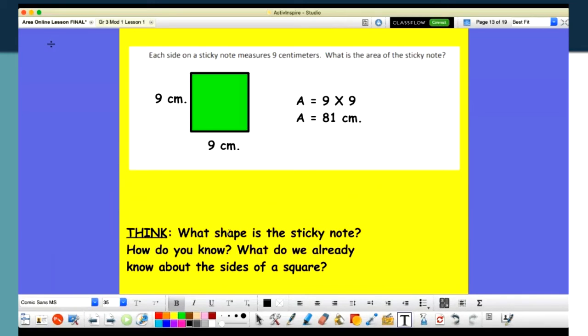Okay, so we had to think about this. What shape is the sticky note? How do we know? And what do we already know about the sides of a square? So sometimes you have to tap into that prior knowledge and think about, what do I already know that can help me figure out this problem? And in this case, it was knowing that a square has the same measurement on each side, because all 4 sides are equal.